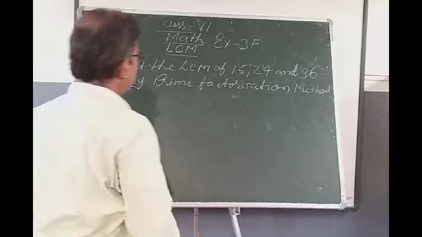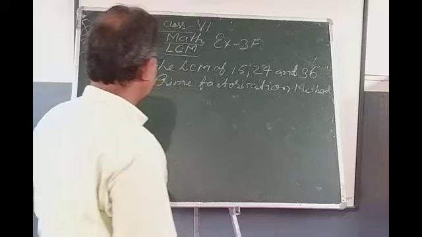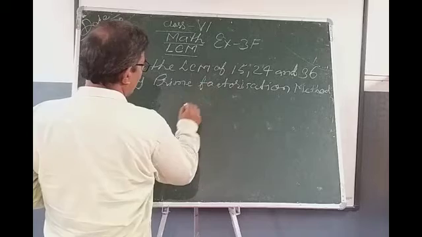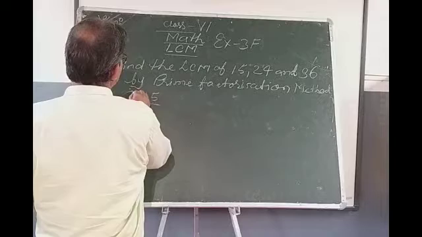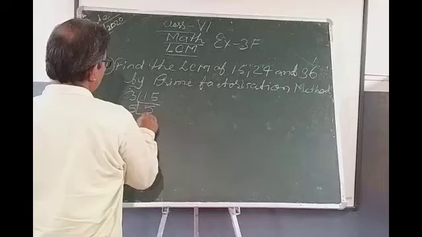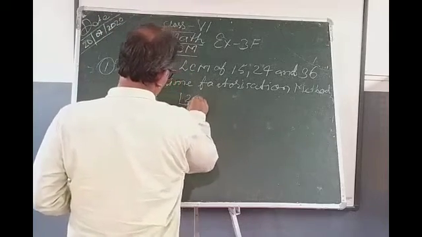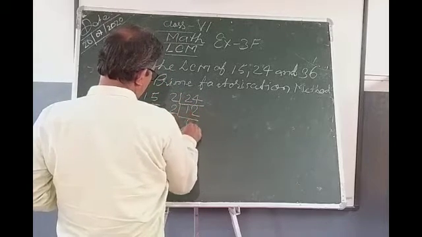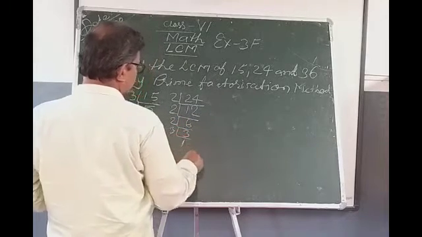Question number one. Find the LCM of 24, 15 and 36 by the prime factorization method. First, you find the prime factors of the given numbers. 3 5s are 15, 5 1s are 5. Next number 24. 2 12s are 24, 2 6s are 12, 2 3s are 6, 3 1s are 3.